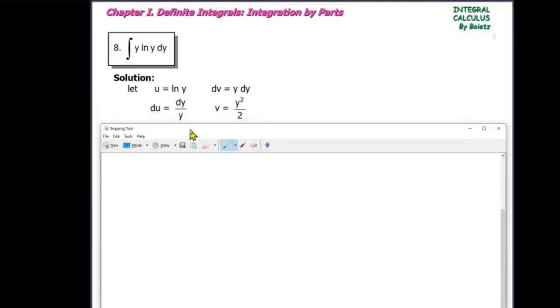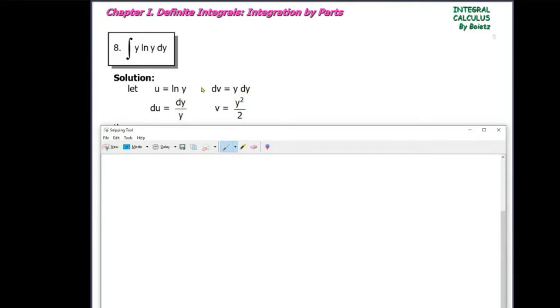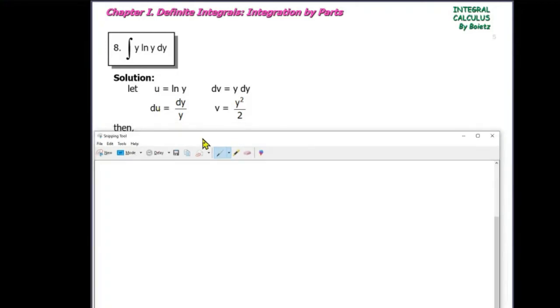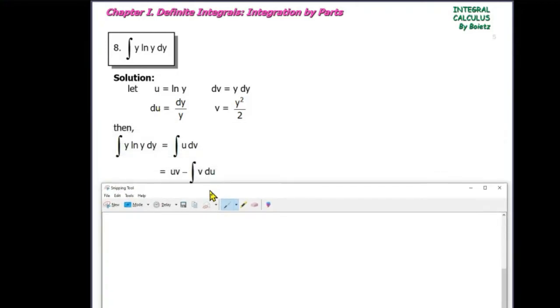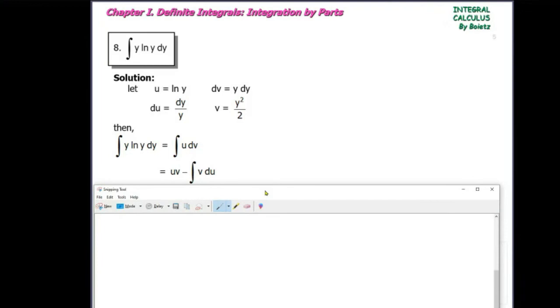The derivative of ln y is what? dy over y. Then when you integrate dv, this is v, y squared over 2. Okay? I think you have to review integrating basic functions. Review that. Then, substitute into the formula.